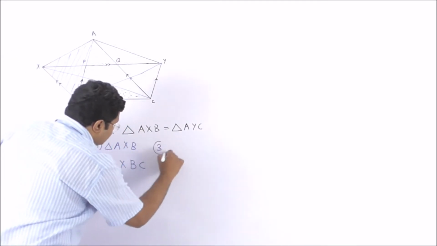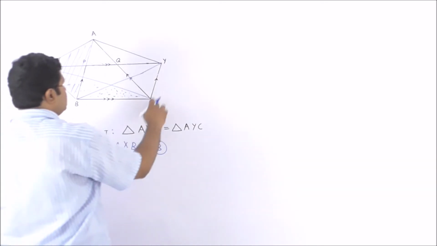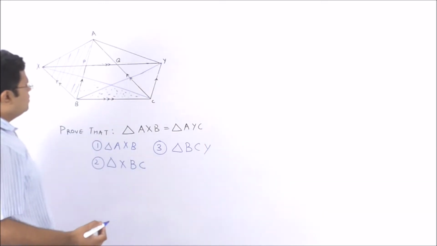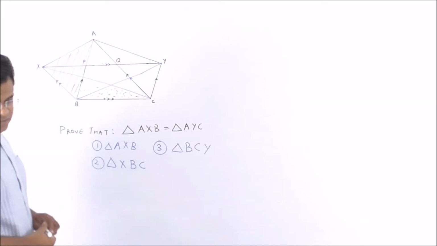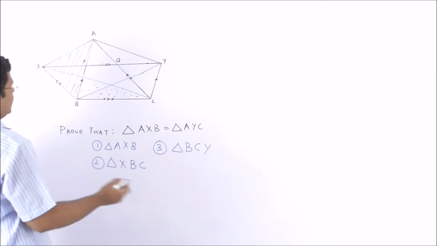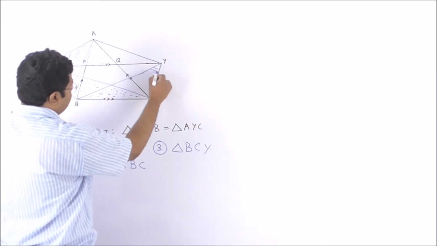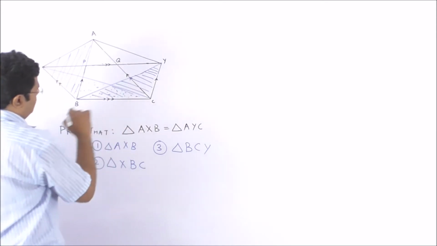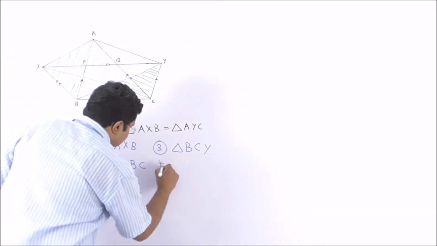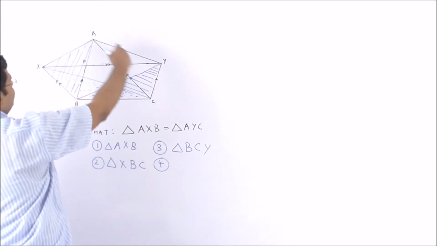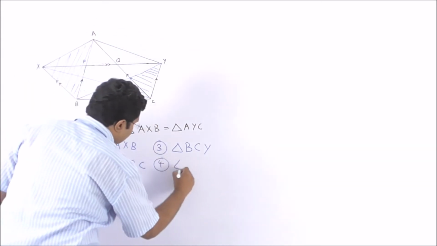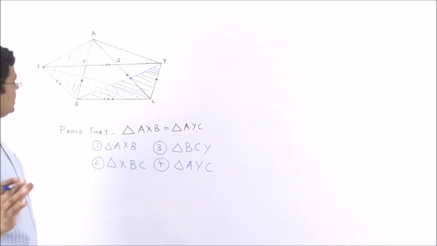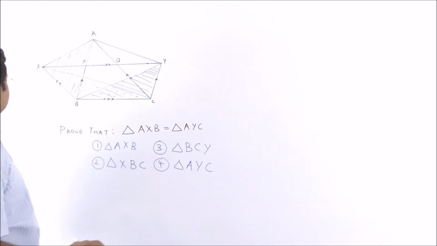Then, the third triangle is the triangle BCY. Let's make this triangle another shaded triangle, and finally, the fourth triangle I'm leaving it blank, that's triangle AYC. It's a very direct question.